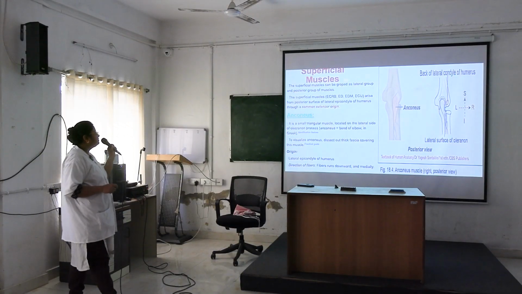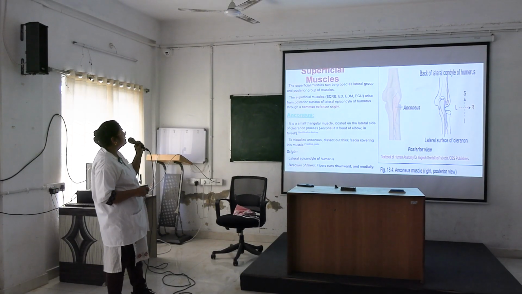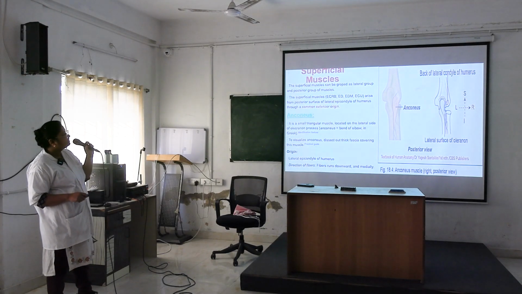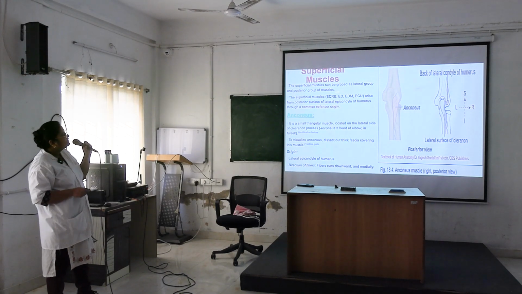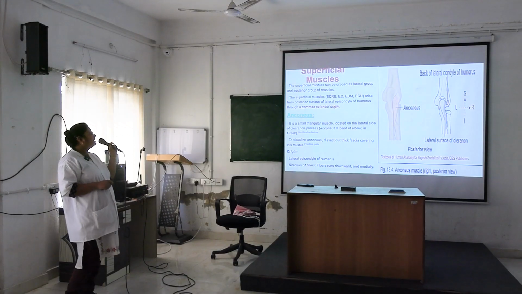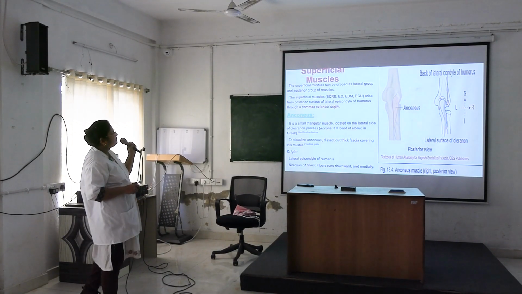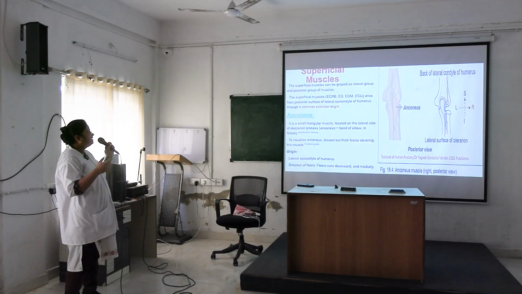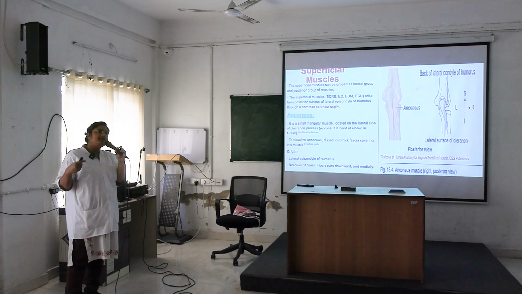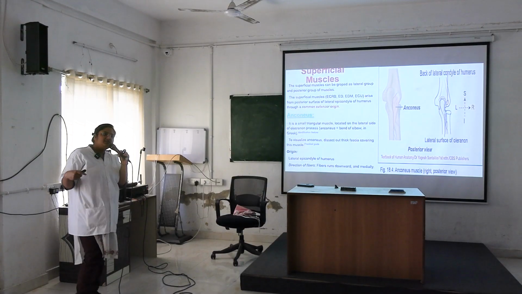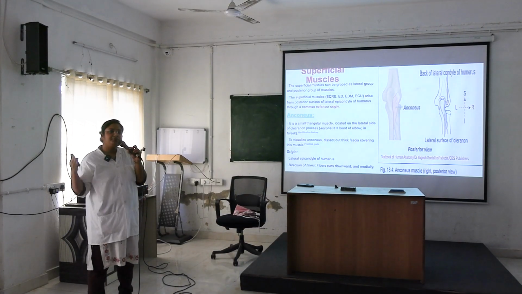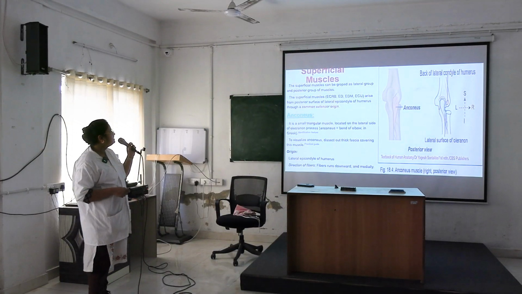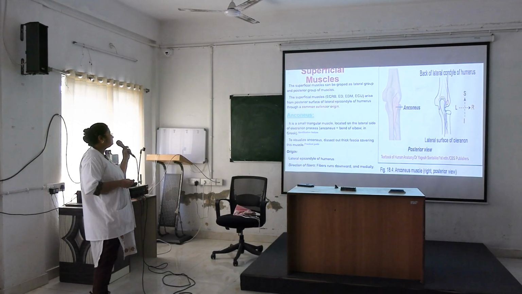Superficial muscles can be grouped as lateral and posterior group. These are the muscles: extensor carpi radialis brevis, extensor digitorum, extensor digiti minimi, extensor carpi ulnaris. These four arise from the posterior surface of the lateral epicondyle of humerus through a common extensor origin. Brachioradialis and extensor carpi radialis longus originate from the lower part of the lateral supracondylar ridge.